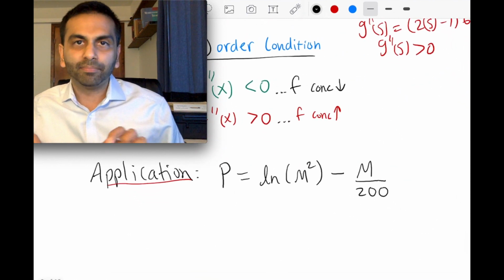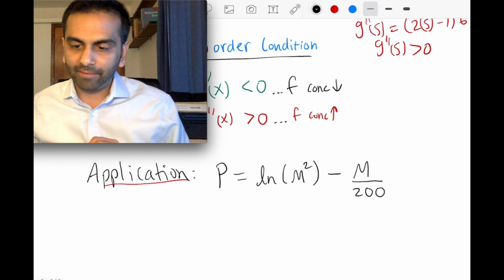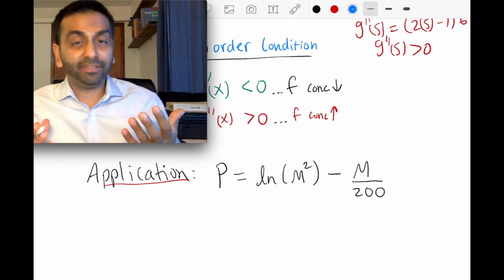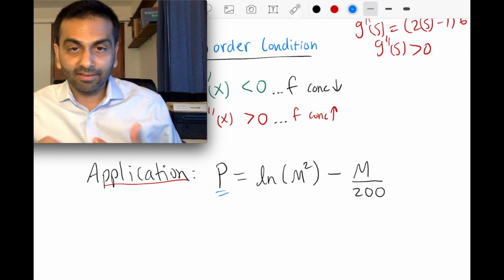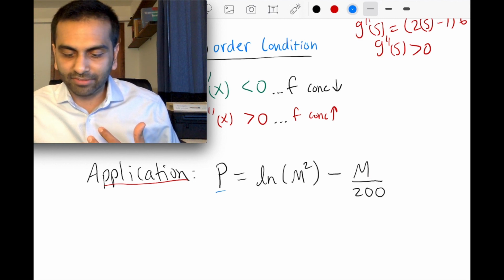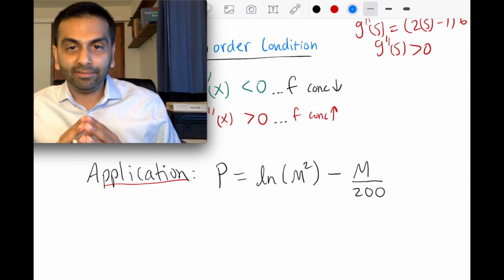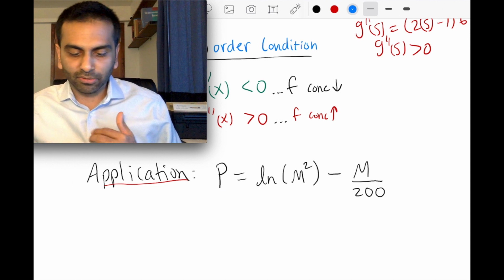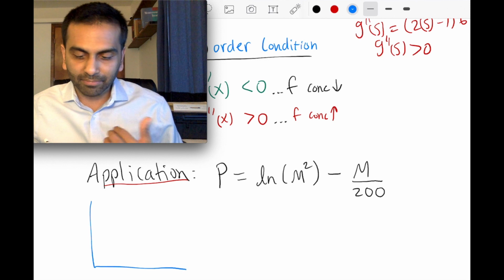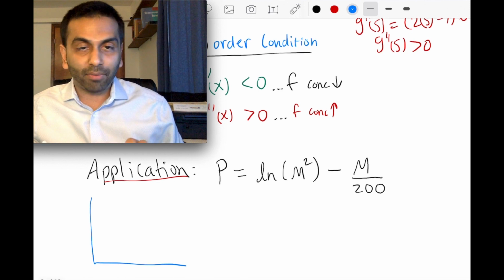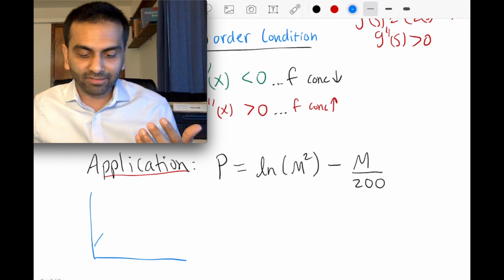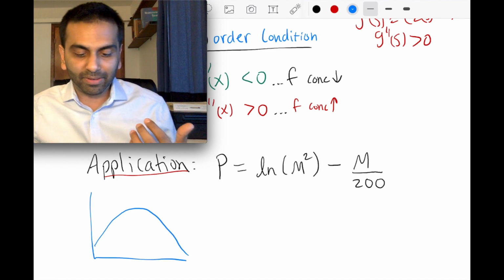So let's say you're given that your profit as a business as a function of your marketing expenditures M is given by this equation. And you want to find the marketing expenses. So overall, in this problem, I guess, the more you spend on marketing, the more your profits are, but at some point, it's probably going to go down if you spend a whole bunch on marketing.